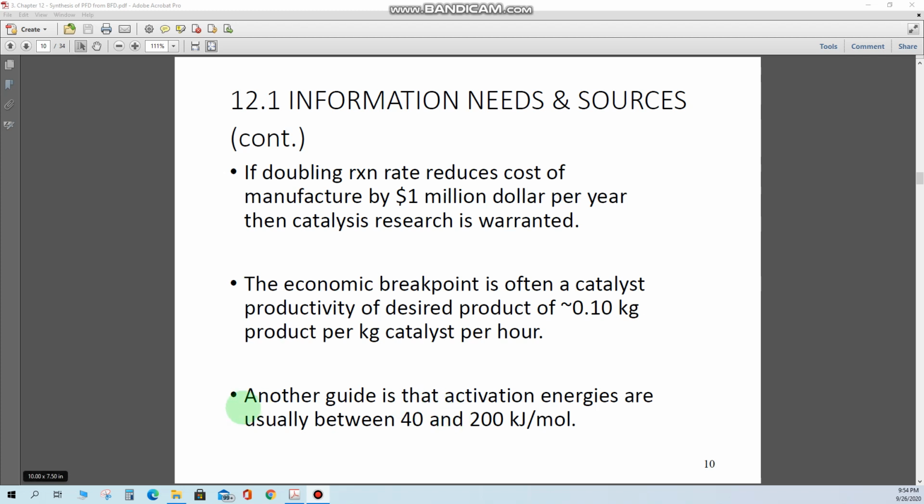Now, another guide is that activation energies are usually between 40 and 200 kilojoules per mole. So we know that the main role of the catalyst is to reduce the activation energy of the reactants so they can easily transform into the product. So if the activation energy is between 40 to 200 kilojoules per mole for any catalyst, that is more desirable. And then the catalyst that can have the activation energy is more than this value. Okay.